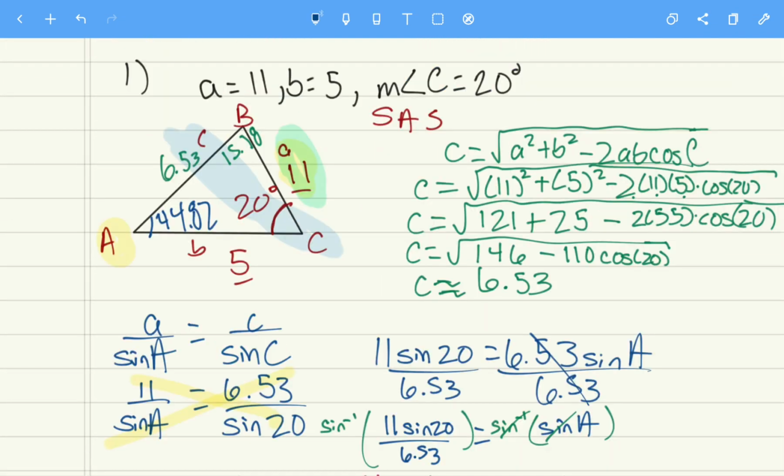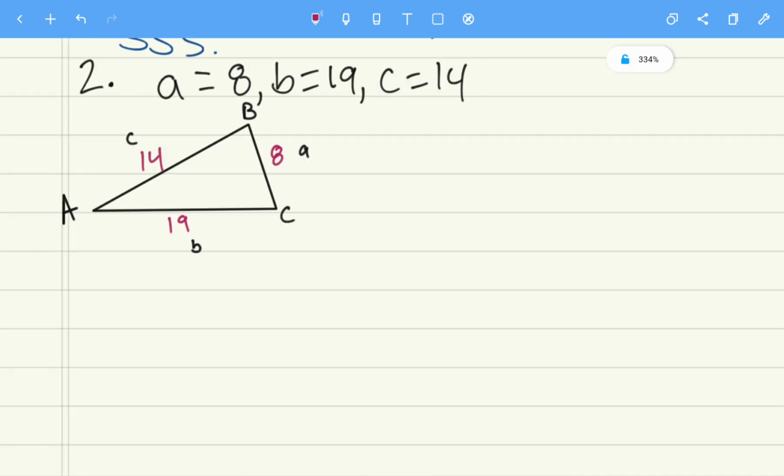Let's go ahead and look at another example where we are given 3 sides. Alrighty, so this time we are given side A equals 8, side B equals 19, and side C equals 14. So this is a case where we are given side, side, side. Now let's go ahead and use a modified version of the law of cosines for this.